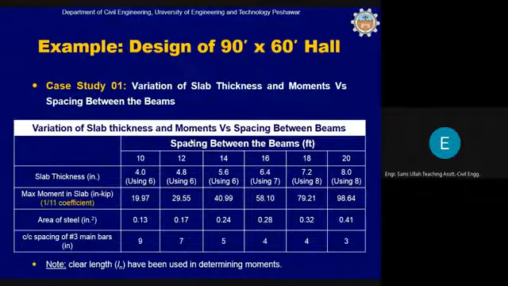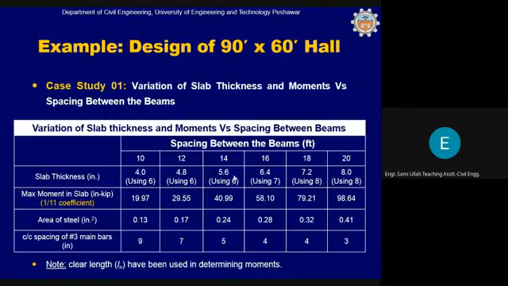If we further increase the spacing between the beams and make it 14 feet, then the slab thickness will further increase. But it will not change our design, because in our design we have already used a 6-inch slab. So the same 6-inch slab will be used. The bending moment will increase, and the area of steel will also increase, and the spacing will now change from 9 to 5 inch.